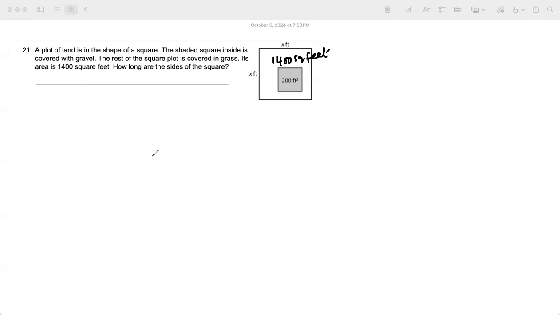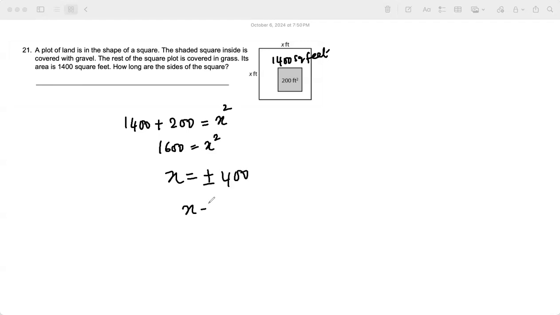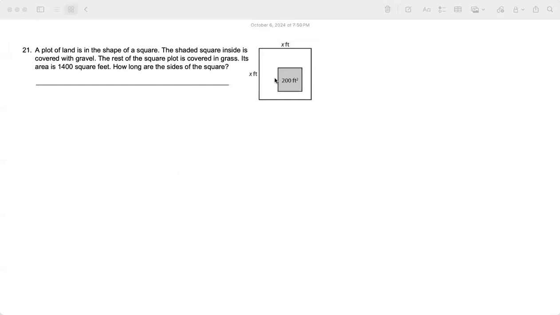Okay, I figured it out. Send the answer. This one was not difficult at all. It's just setting it up, nothing else about it. So here x can't be negative, so the answer is 40 feet. Just the understanding part was difficult in here.